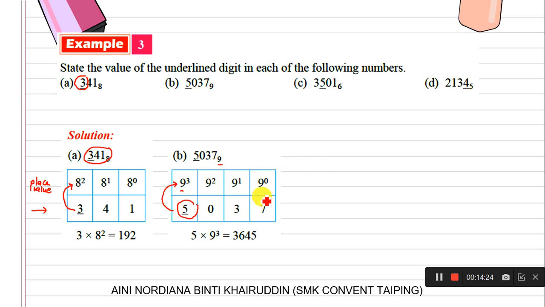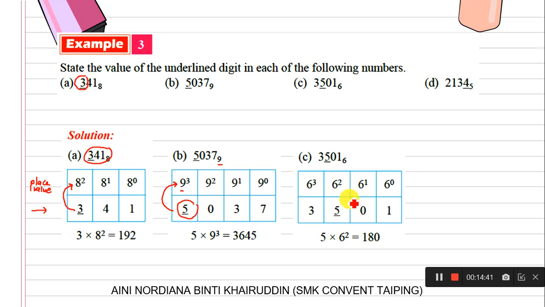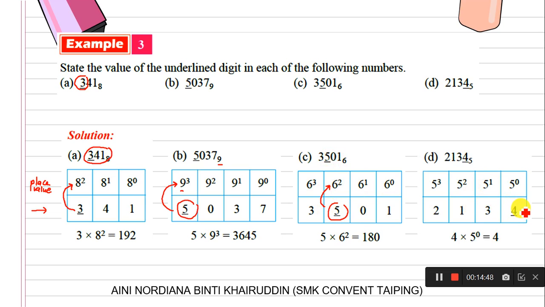You just draw a table with 2 rows. The first row is the place value, and the second row is the number. And then you just multiply the number or the digit with the place value. So this is the answer for C, 5 times 6 square. And D, 4 times 5 to the power of 0. 4 times 1 is 4.